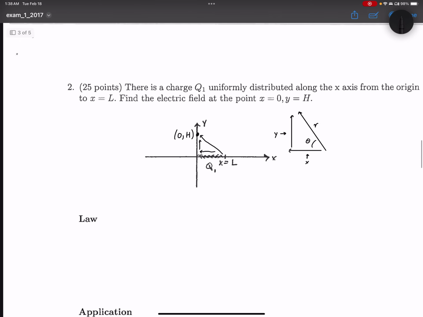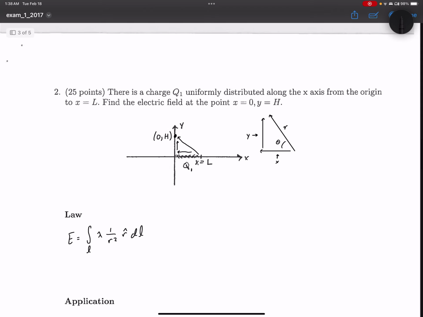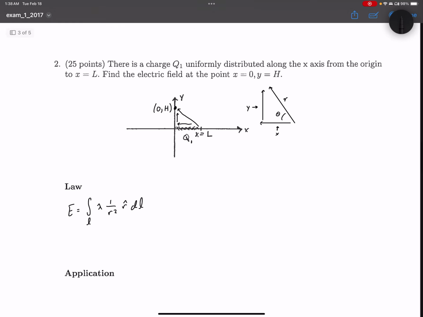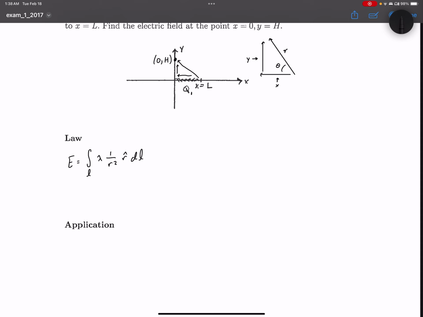So the law we would use for this question is the electric field law, or the field, this thing, lambda times 1 over r squared, r hat, dl, I think. Yeah, so it would be dl. Okay, so step 1 is we want to do this by parts in component form. And so what we want to do here is first do Ex.